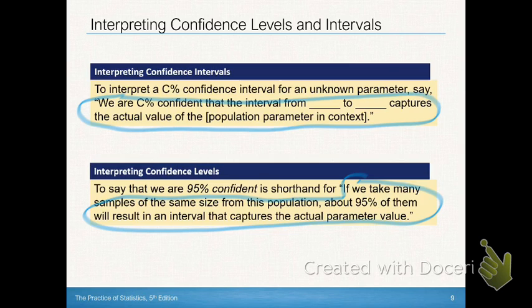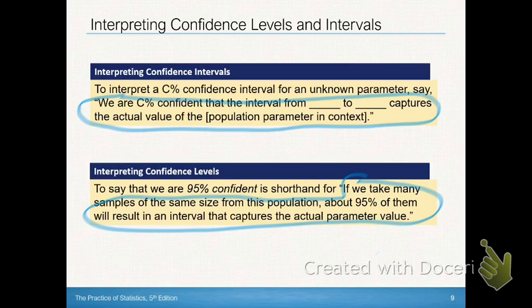So in the example I gave you previously, for interpreting the confidence interval, I might say something like, we are 95% confident that the interval from 0.1 to 0.3 captures the actual value of the proportion of people that will vote for presidential candidate A. So the C is going to change with your confidence level. The two blanks are the endpoints of your interval, and then you give the context of your problem at the end.